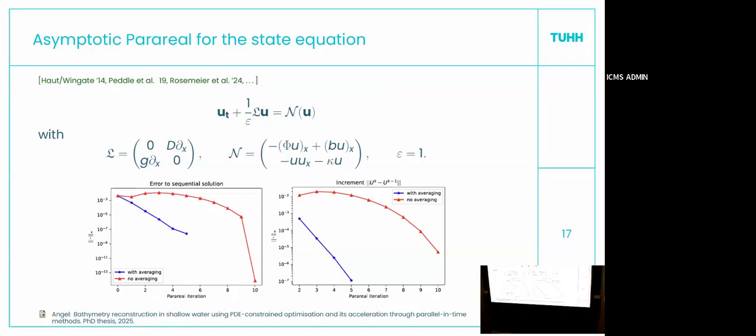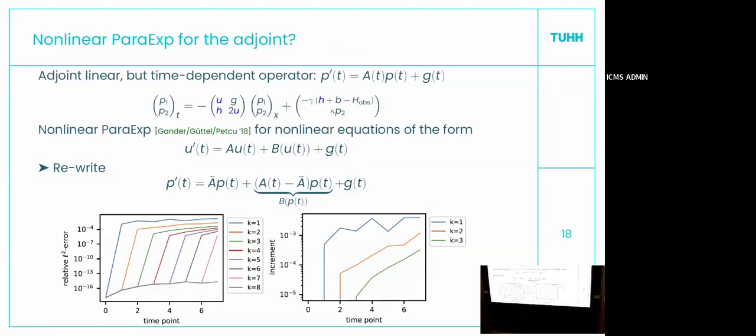We don't want to do this for the adjoint because the adjoint doesn't really have the structure, so it doesn't really fit. And then we have the freedom to treat it differently. And then the idea was, well, let's try para-exp. And sadly, due to this time dependency, I cannot just use para-exp. We need to use the nonlinear variant.